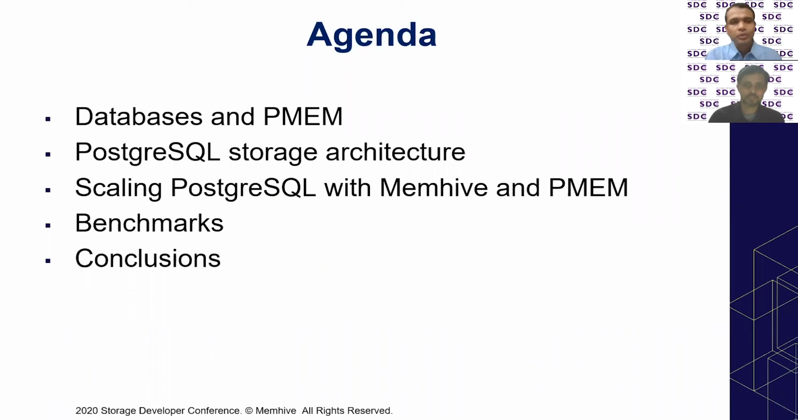Here is the agenda of today's presentation. We start off by looking at various ways of using PMEM for databases. We will then take a look at the storage architecture of Postgres, where we will discuss how the cache, the write-ahead log, and the relational data is laid out. Next, we will look at how MemHive scales Postgres with persistent memory. After that, my co-presenter Keshav will walk us through some benchmark numbers achieved through the scaling with PMEM. And finally, we will wrap it up with some conclusions.